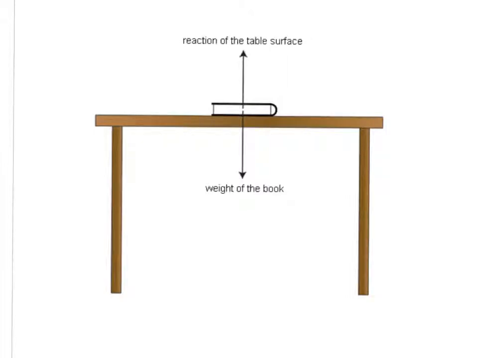Examples, we'll give lots and lots of examples here. We have the book on the table. Well, the force due to gravity, or the weight of the book, is down. We have an equal and opposite force, and that would be the force that the table exerts up. Because the forces are balanced, there is no net movement of this object.